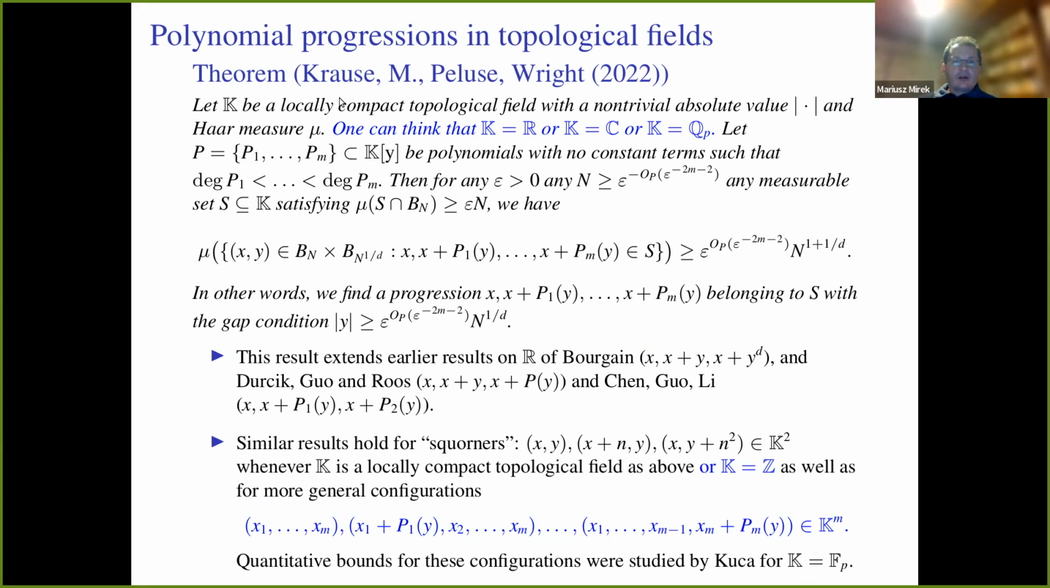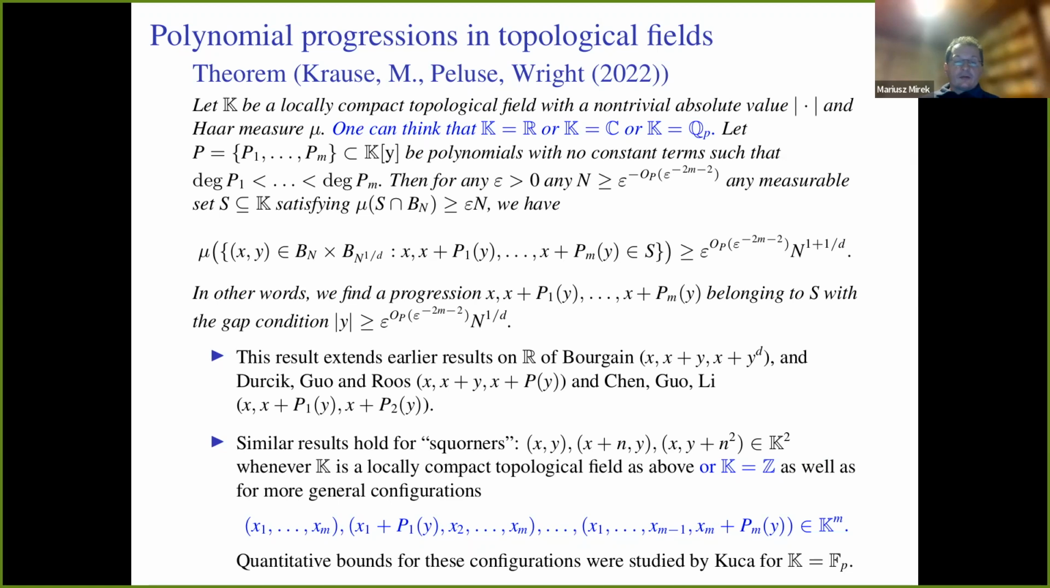So if K is a locally compact topological field with a non-trivial absolute value and Haar measure, here we can think that K is R or the complex field, but for us the main motivation was to understand the situation of p-adic numbers. And we have polynomials with distinct degrees and no constant terms. Then we can establish the following result. This is the analog of the quantitative form of the polynomial Szemerédi theorem.